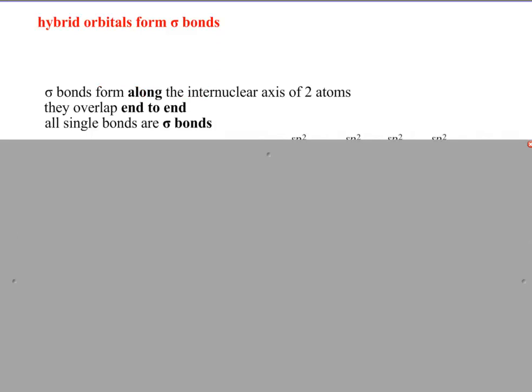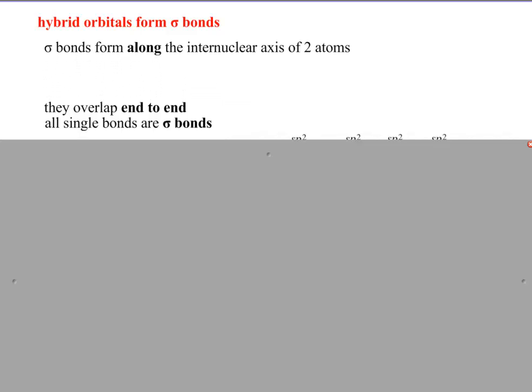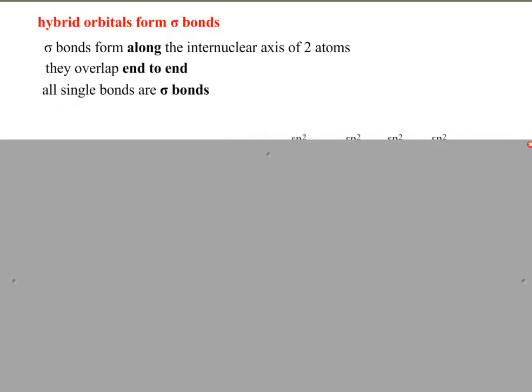Okay, hybrid orbitals form something called sigma bonds. What the heck are sigma bonds? Sigma bonds are hybridized orbitals that form bonds. The sigma bonds form along the internuclear axis, or between two atoms, when they overlap end to end. And all single bonds are also sigma bonds.